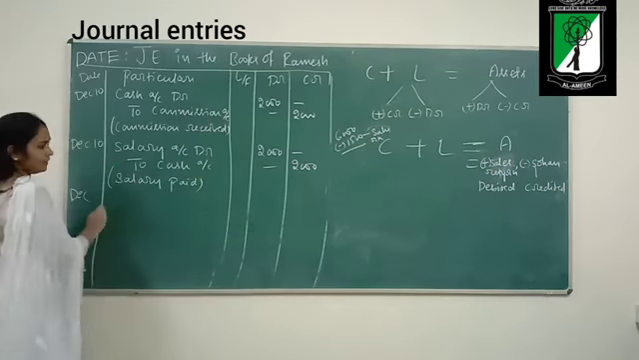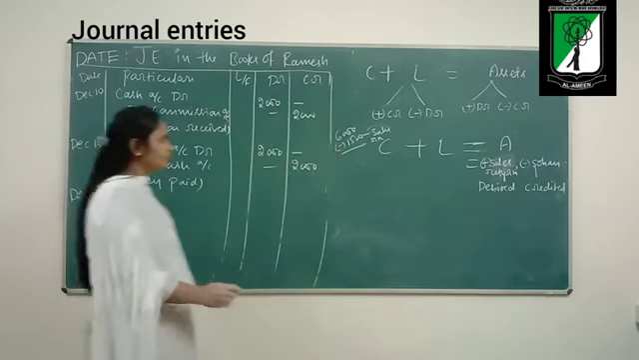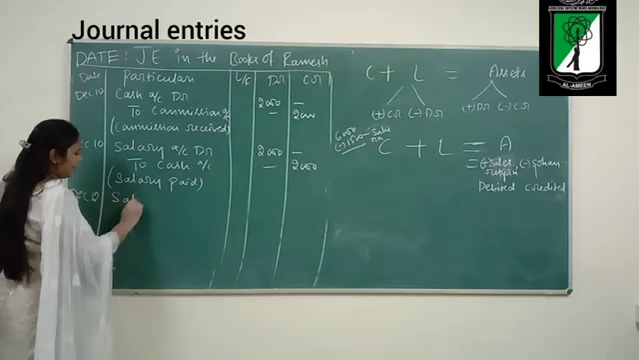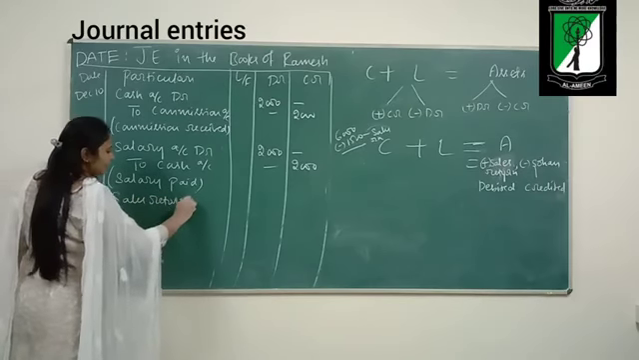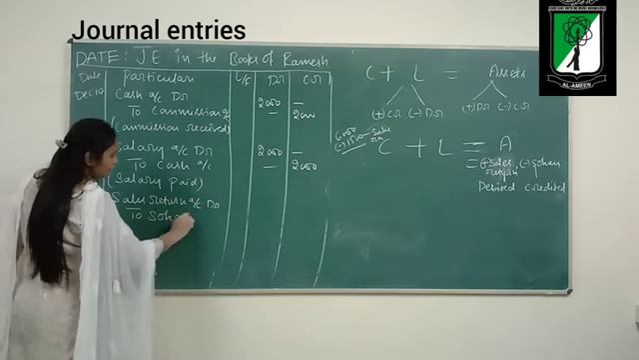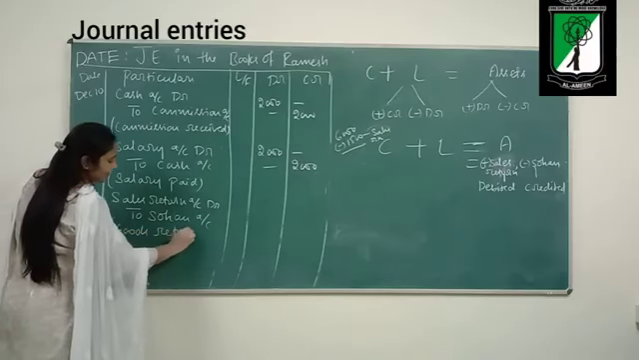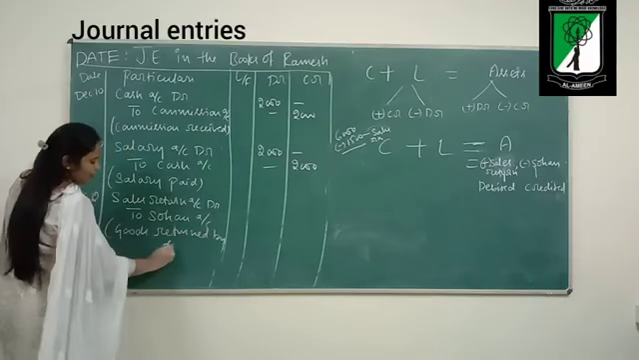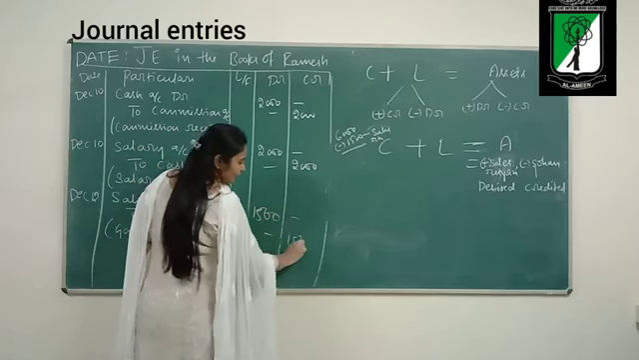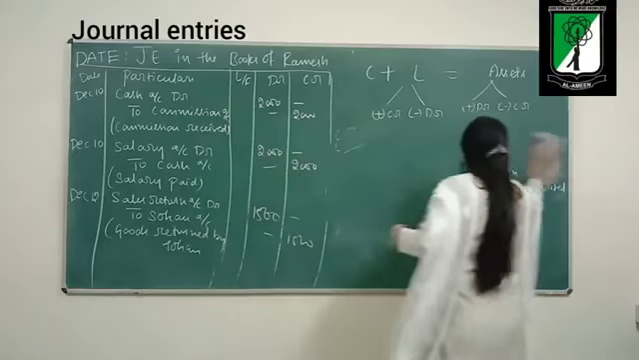My journal entry should be December. What is the date of the transaction? December 12th. What should I debit? Sales return account debit to Sohan account. Goods returned by Sohan. How much? Rupees 1,500. Now let me solve this journal entry with the help of the traditional approach.